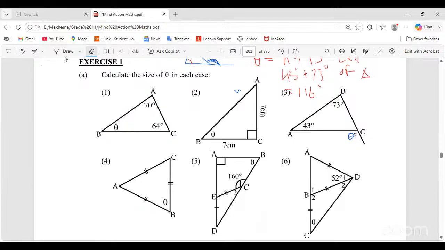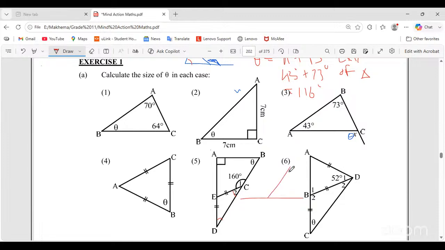That implies that this angle will be equal to this angle because EDC is an isosceles triangle. We are given C1 here as 160 degrees. Angle B is theta there. How now are we going to find that theta? Let me see. We can find this angle.